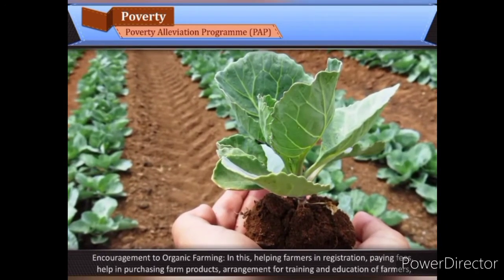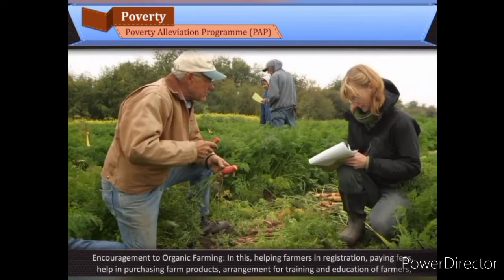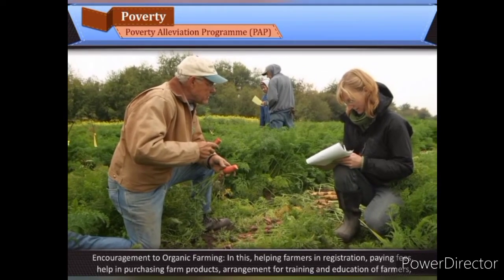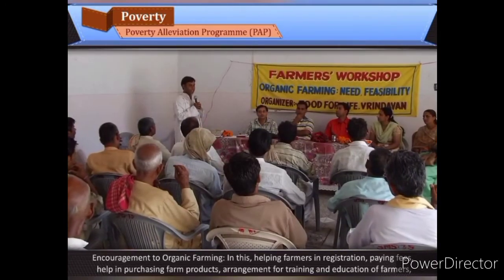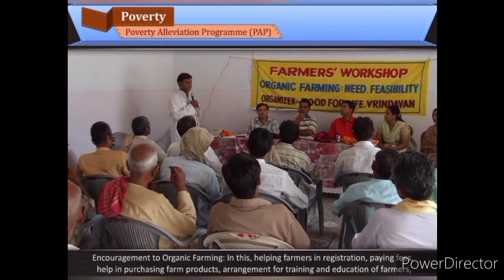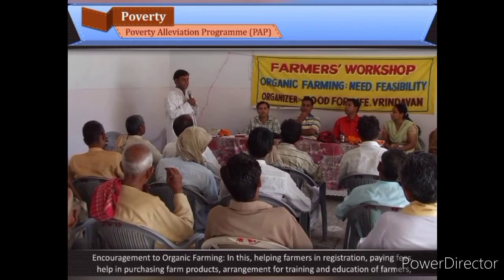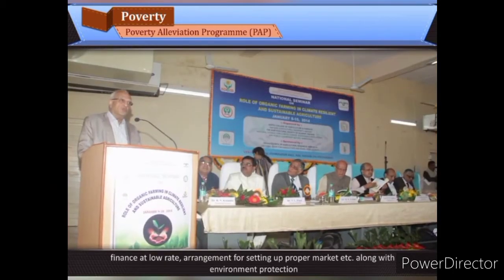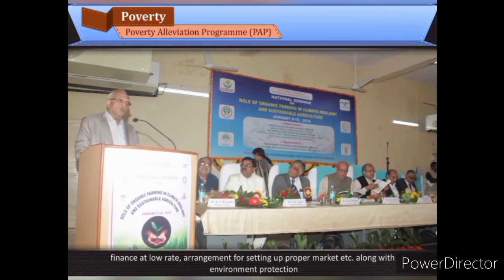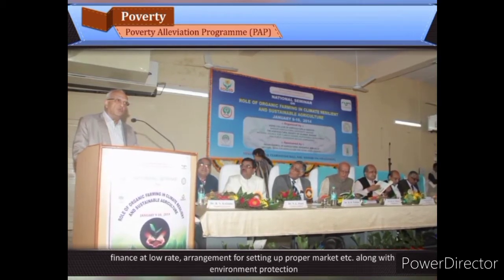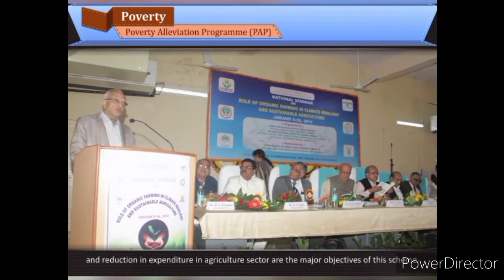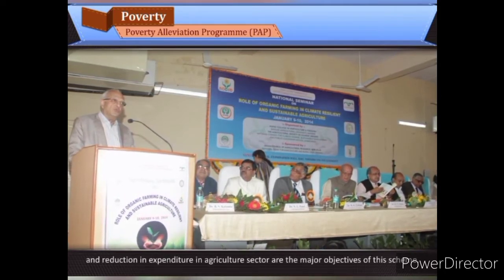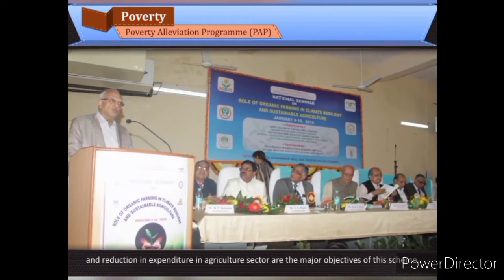Encouragement to organic farming. In this, helping farmers in registration, paying fees, help in purchasing farm products, arrangement for training and education of farmers, finance at low rate, arrangement for setting up proper market, etc., along with environment protection and reduction in expenditure in agriculture sector are the major objectives of this scheme.